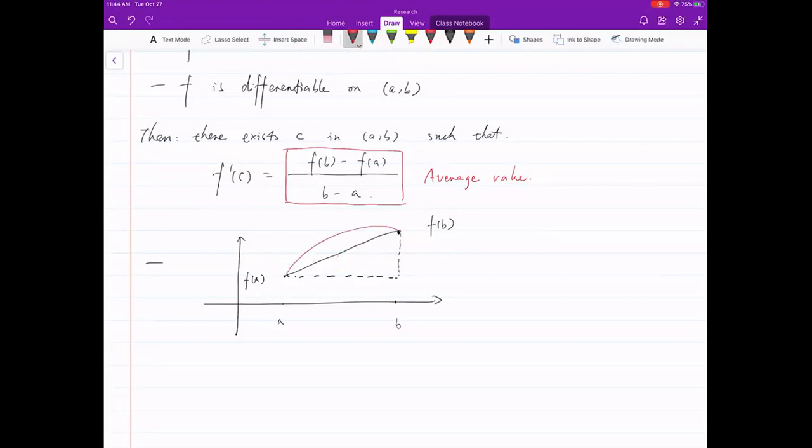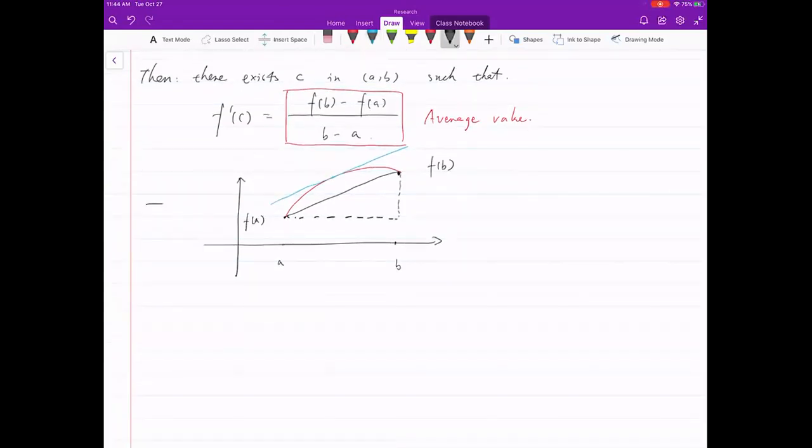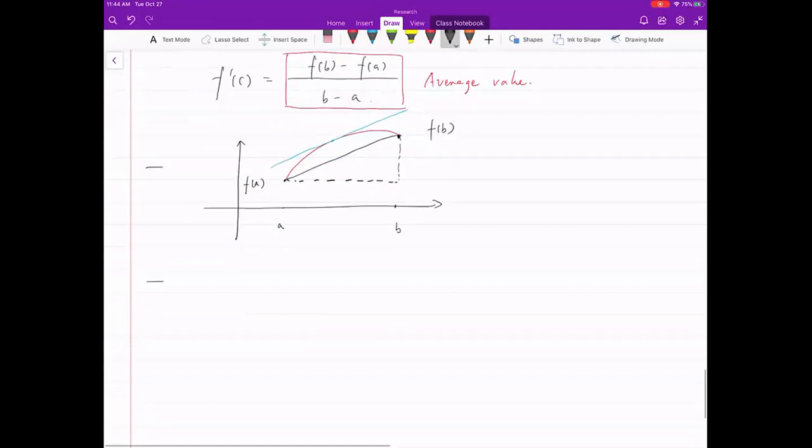Sounds good? This will work regardless of how you draw the function. The function may look like this, but then you can always find a point such that if you draw the tangent line there, it's exactly the same value as your average value. Kind of makes sense here? I mean, the graph makes sense, right? What does it really mean? We can say it in another way. That is, f prime x always attains the average changing rate.